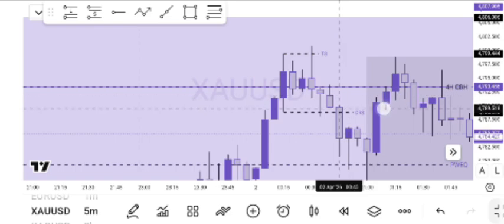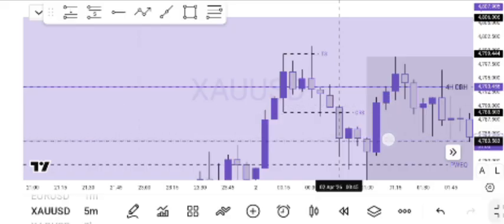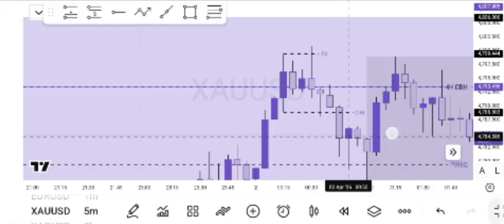This is a confirmation of a CRS, because when you see this one, it closed aggressively down. You understand? This one closed very aggressively down with intent. You need a CRS with intent, not just any CRS, bro. You need a CRS with intent.